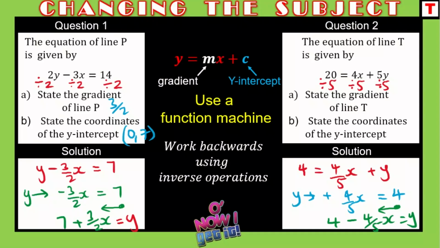So from this, we can see that the number that is multiplying the x is going to be the gradient, and the number that is multiplying the x at the moment would be minus 4 upon 5. So therefore, this is going to be minus 4 upon 5. That's going to be the gradient of this line. And the y-intercept is going to be 0, and the other number that is hanging out by itself there, which is going to be the 4. And that would have been the coordinates of the y-intercept.